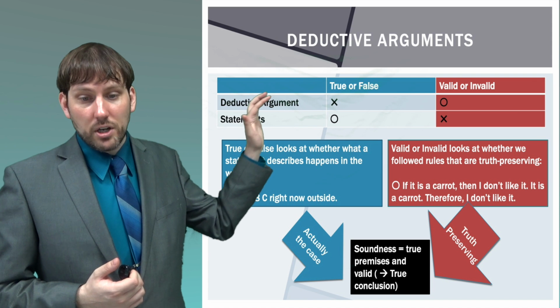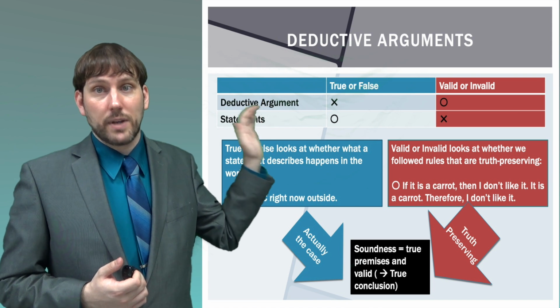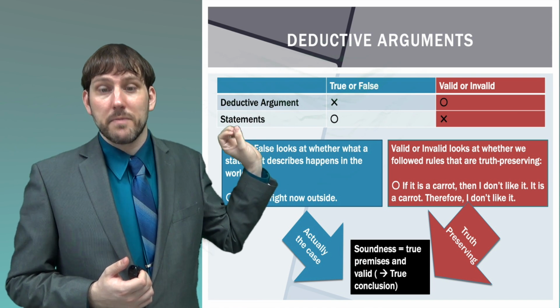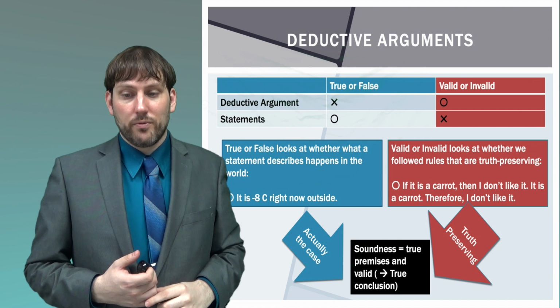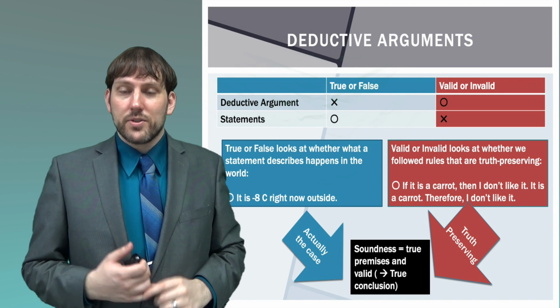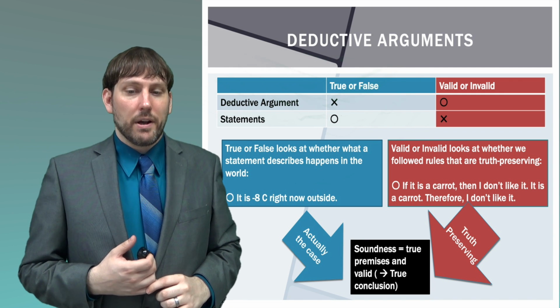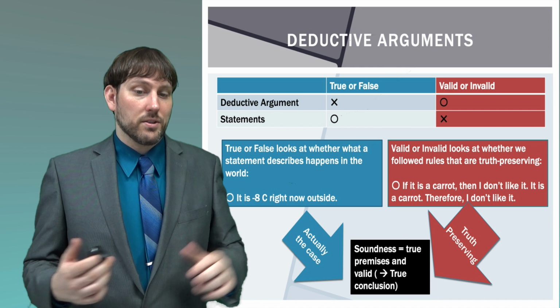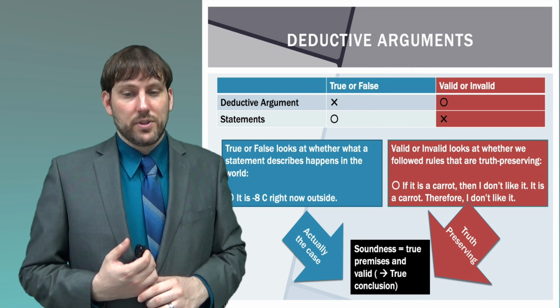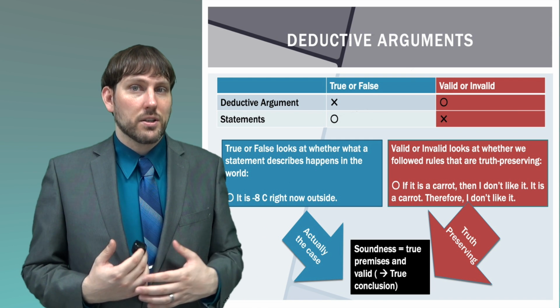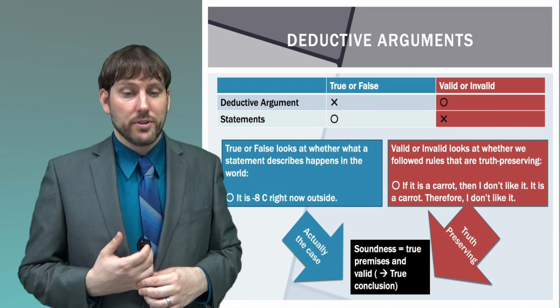When looking at deductive arguments, a deductive argument itself cannot be true or false. It can be valid or invalid. Each individual statement can be true or false, but statements themselves cannot be valid or invalid. So again, the deductive argument is like the team. The statements are like the players. Each player can be healthy or sick, but a team can't be healthy or sick. A team can play well together or not play well together.